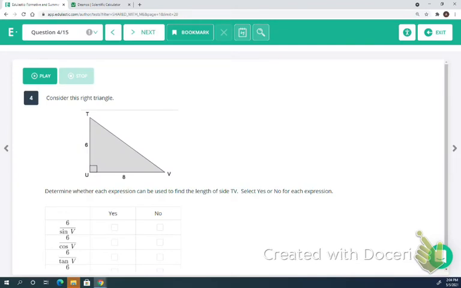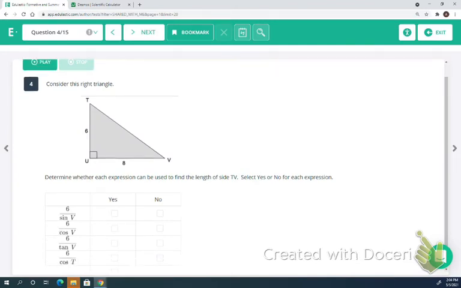All right, number 4 here. It's asking us to consider the right triangle, and to determine whether the expression can be used to find the side of the length TV. Okay, so side TV here, if you see, is going to be the hypotenuse. So we're looking for the hypotenuse here.